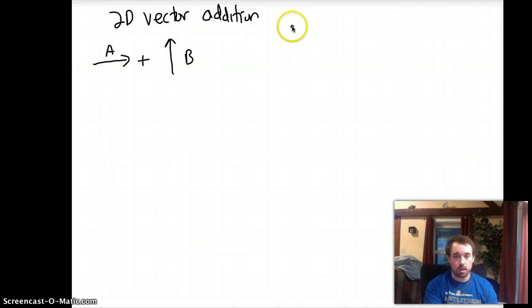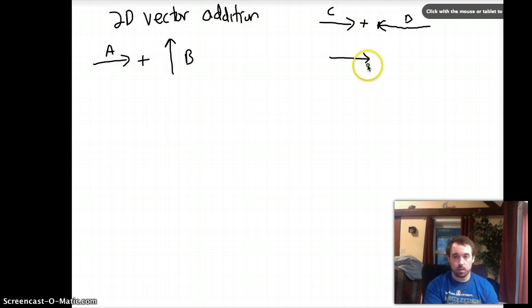So before, with 1D, we had, say, vector C and vector D. Say it's like that. We did the tip to tail method. So we did C, then starting from the tip of C, we drew D. D looked like it's a little bit longer, so I drew it a little bit longer.